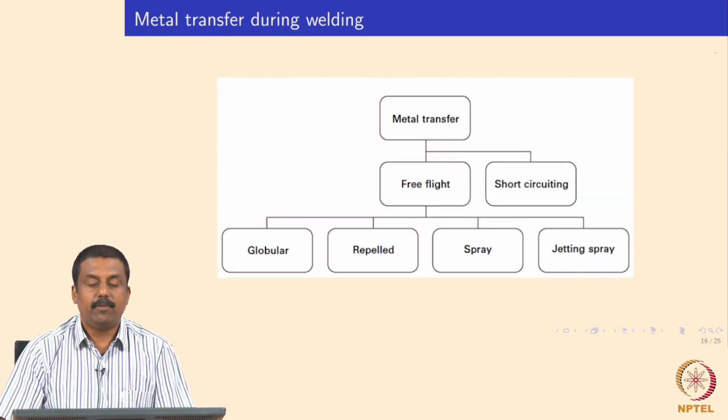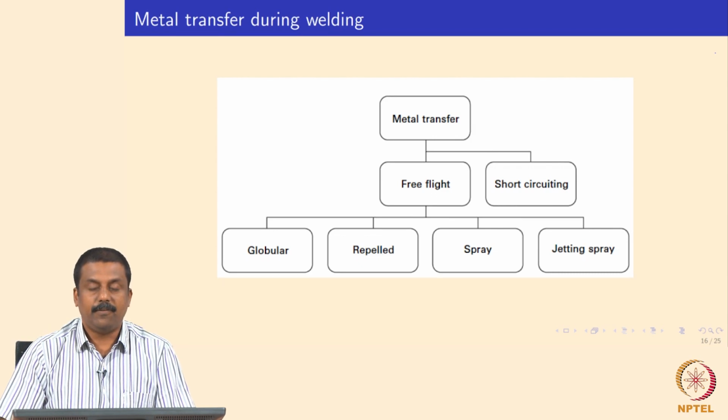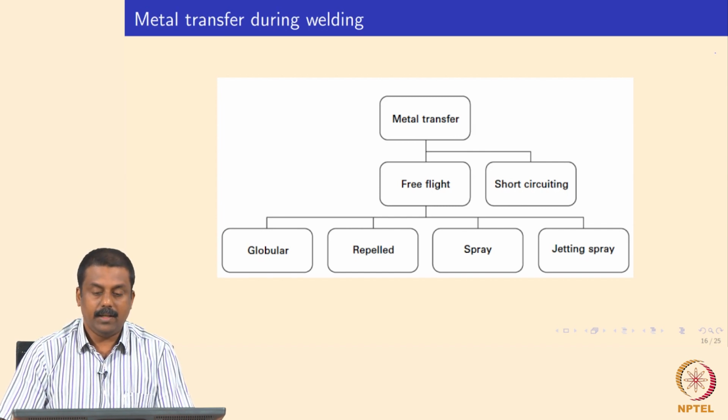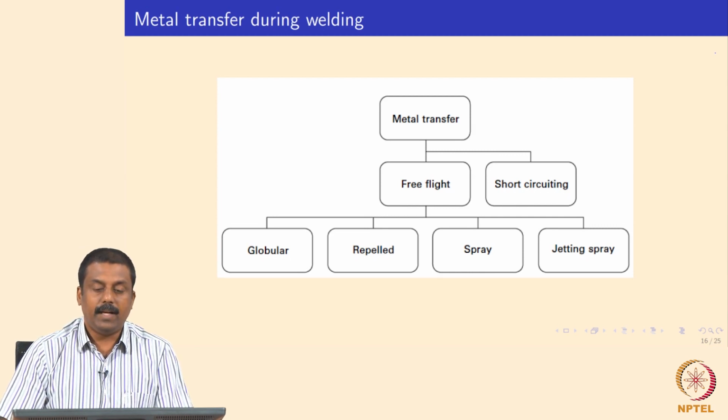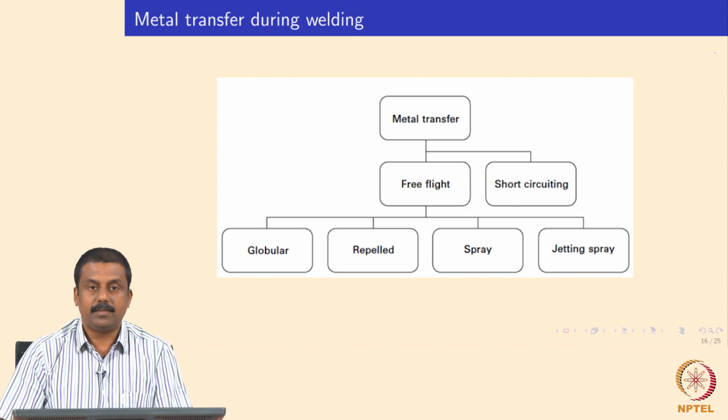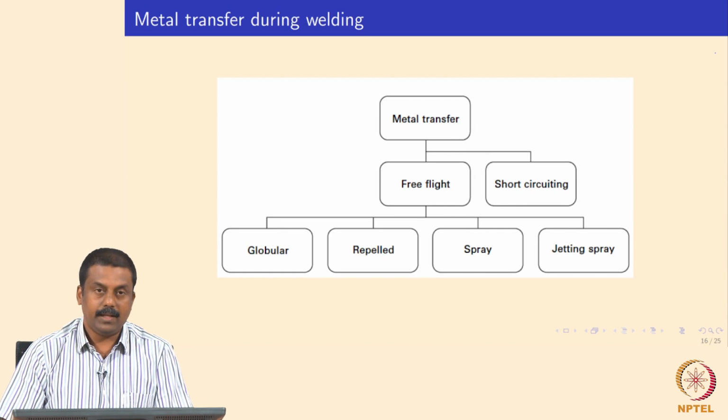So based on the force balance, as I already explained, which force is actually promoting droplet transfer, we can classify the transfer in majority in 4 modes. If you look at the free flight transfer, free flight means the droplet is transferring from the tip to the workpiece smoothly, without any contact between the tip and the workpiece.